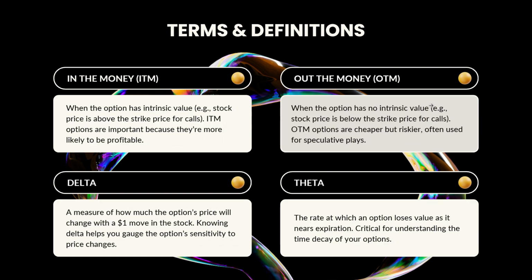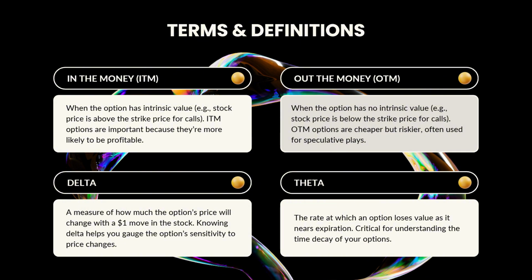Now we have some more terms and definitions like in the money, out the money, delta, and theta. In the money is basically when the option has intrinsic value and the price is above the strike price for calls. In the money options are important because they are more likely to be profitable. Out the money is when the option has no intrinsic value, stock price is below the strike price for calls, and out the money options are cheaper but riskier, often used for speculative plays.